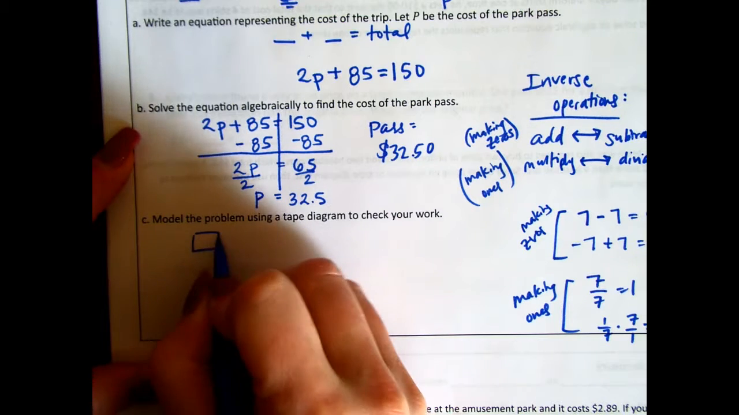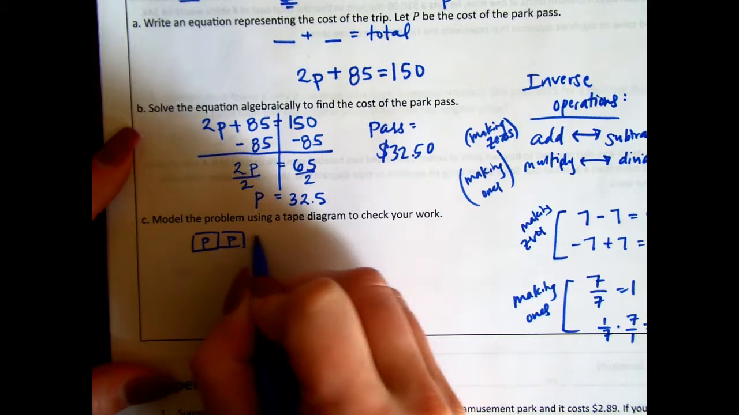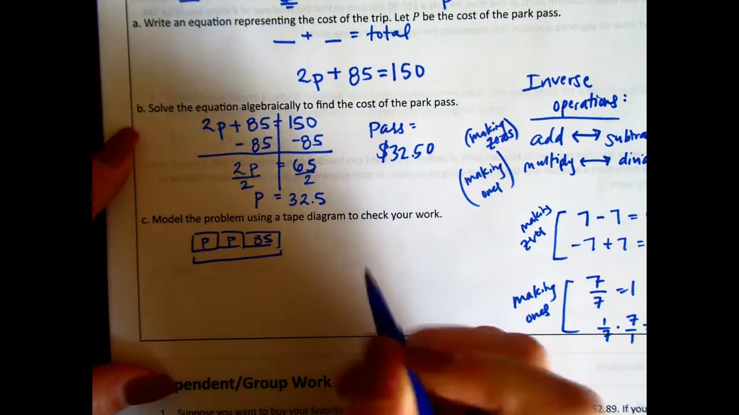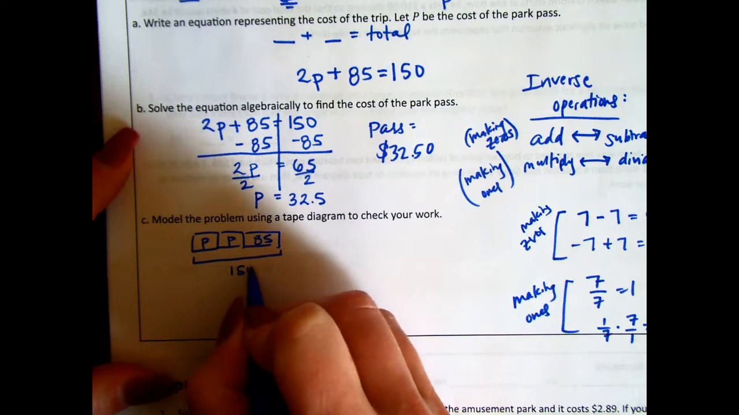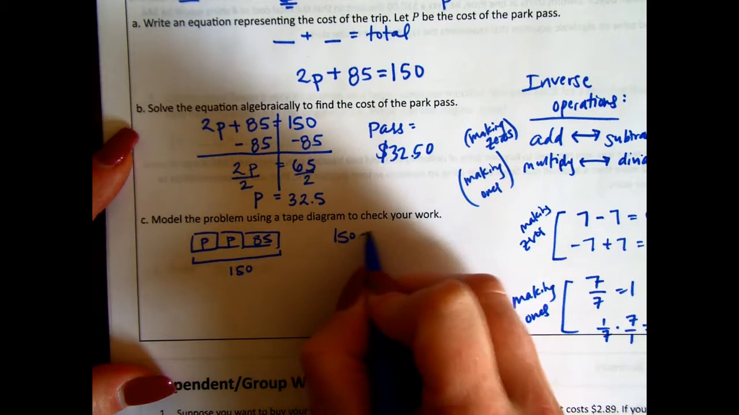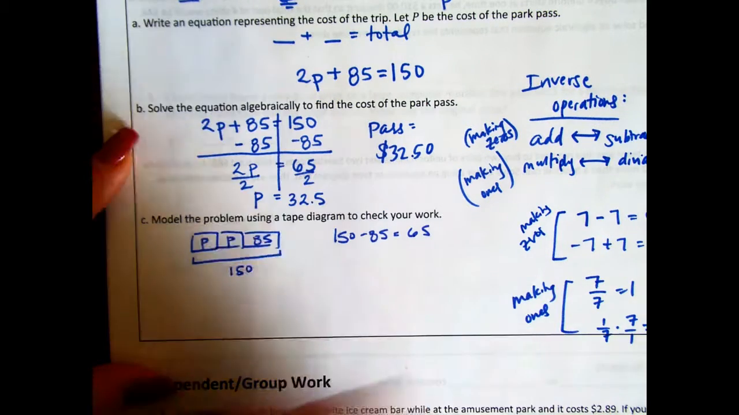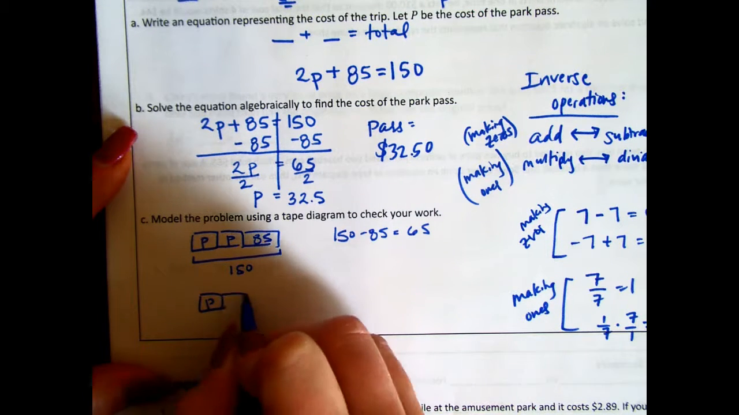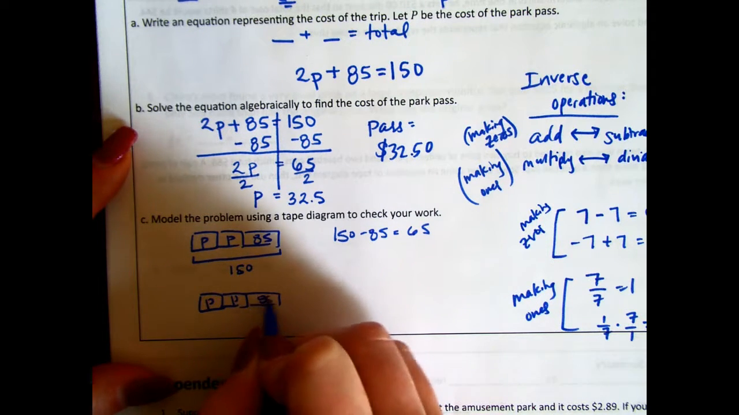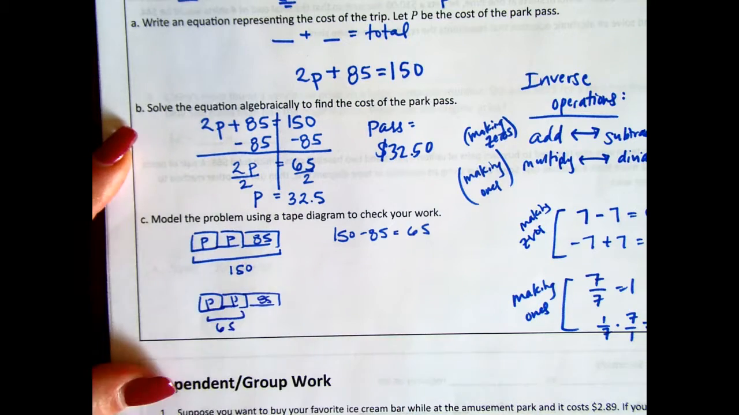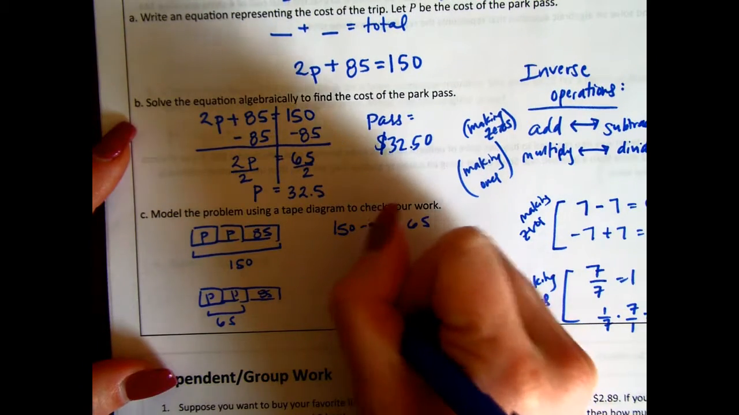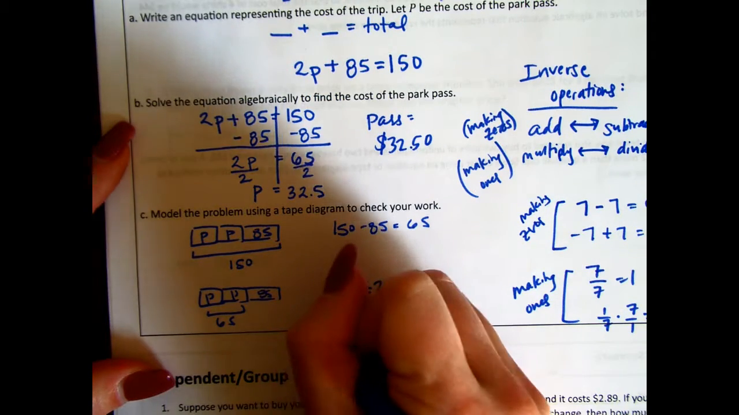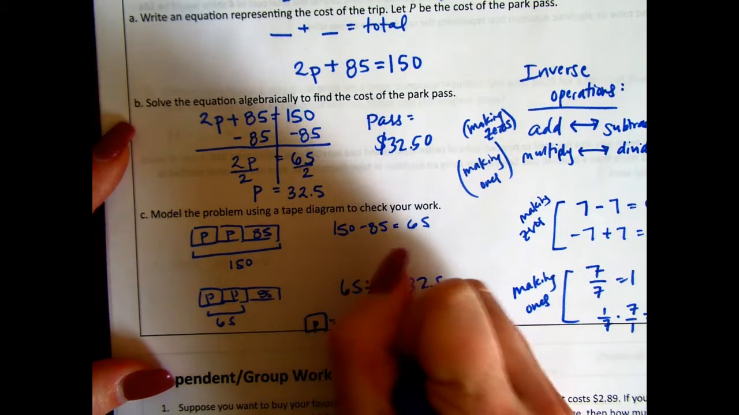So we have a pass, 85 for the hotel, and this all equals 150. I have 150 minus 85, that gives me 65. So that means that the 2 passes equal 65. And 65 divided by 2 is 32.5. So each pass equals 32.5.